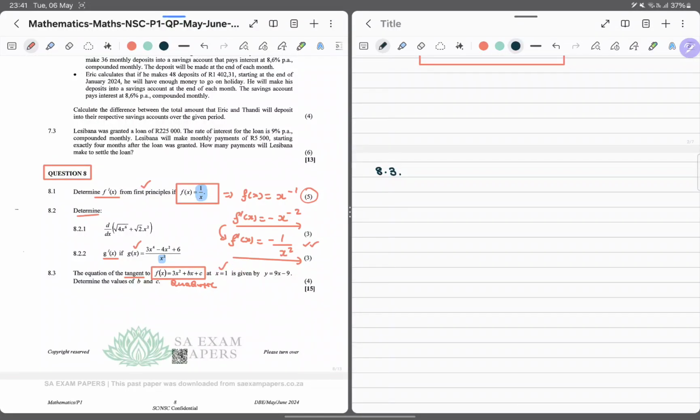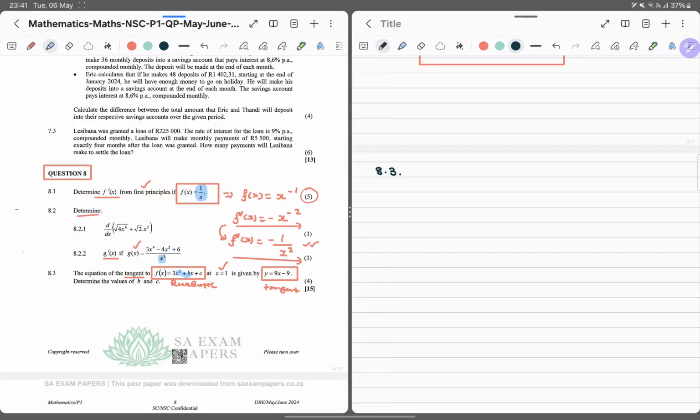At x is equal to 1. Now this is the point of tangency. The x coordinate is 1, given by this. Now this is the equation of the tangent. Alright? So what do we learn from that?